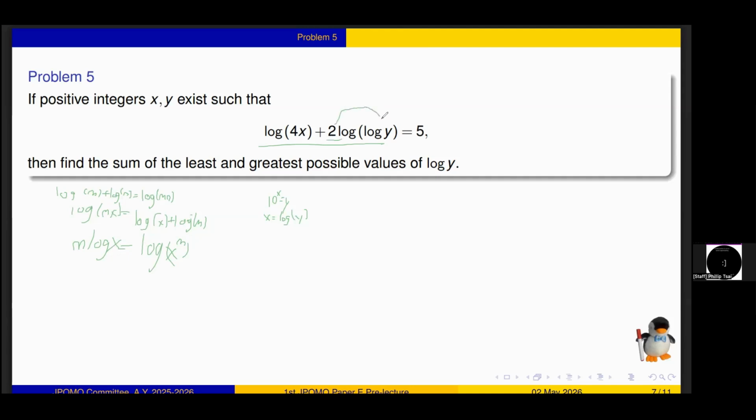Let's move to this side. So we have log squared of y, which is just log of y times log of y. Sorry, log squared of y plus 4 log x. I'm sorry, plus log of 4x equals 5. And then we can combine these together. Log of 4x times log squared of y equal to 5. Or basically 4x times log squared of y equal to 10 to the 5th.